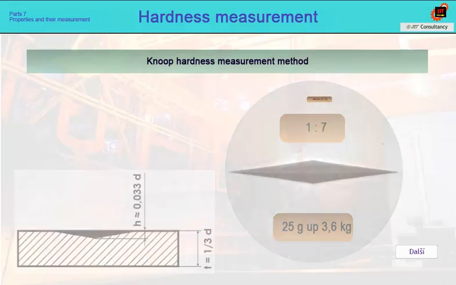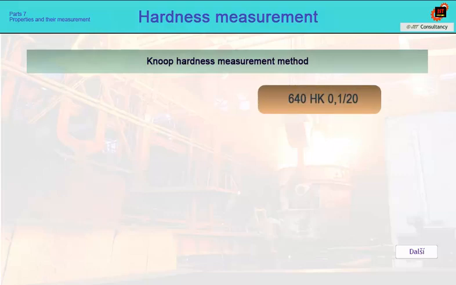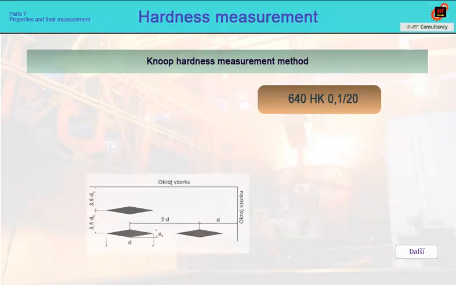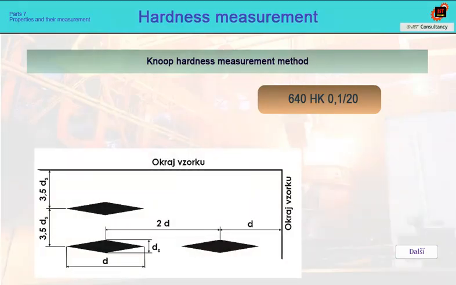The format for recording the measurement result is, for example, 640 HK 0.1/20. This means that a hardness of 640 according to Knoop is required. HK represents the Knoop measurement method. 0.1 is the approximate value of the equivalent load used in kilograms, and 20 is the time of application of the test load in seconds. This value is given if it does not lie in the prescribed range of 10 to 15 seconds. Again, the measurement cannot be performed without restrictions. In this figure, the minimum distances of the indentation from the edges and from each other are shown.